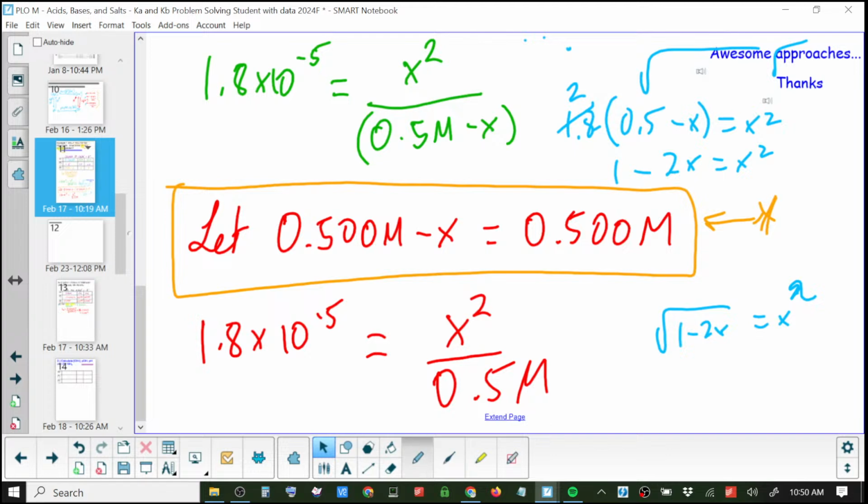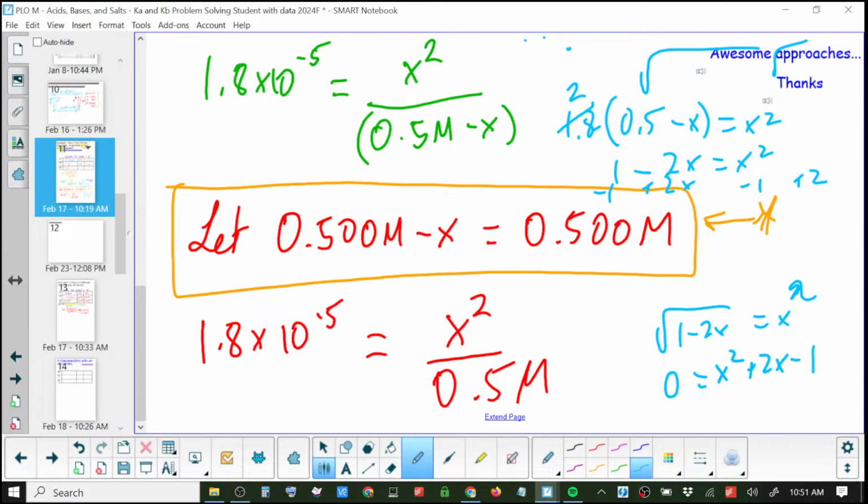No, just put the others to the other side. Make it X squared plus 2X minus 1. So I will go minus 1, plus 2X, plus 2X. What's the number on this side when I do that? 0. 0 is equal to X squared plus 2X minus 1. What do you do now?